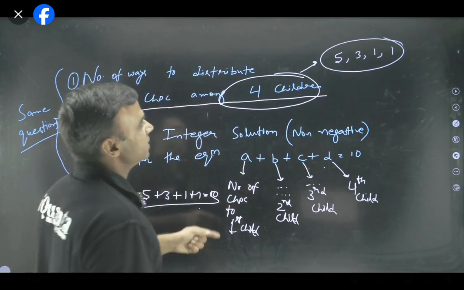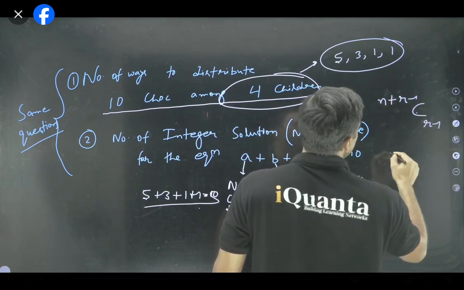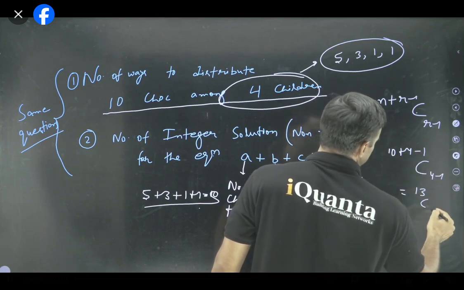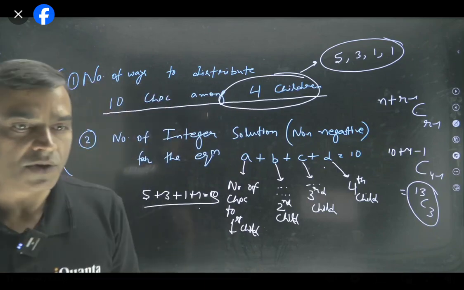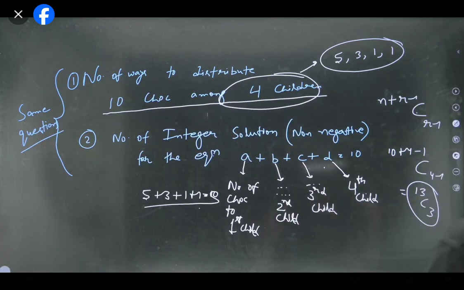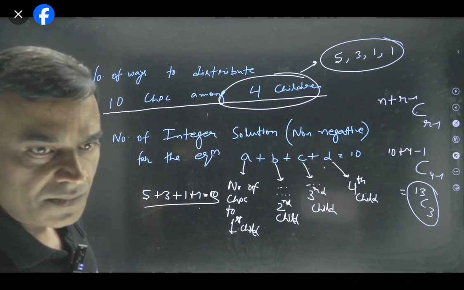So in both the questions, the answer will be given as n plus r minus 1, C r minus 1. That is 10 plus 4 minus 1, C 4 minus 1, and that is 13C3. In both these questions, it is going to be 13C3. Yes? In both the questions, it is 13C3. Suryansh, it is 13C3, not 13C3 minus 1. Yes, Bhavisha, it is mentioned.